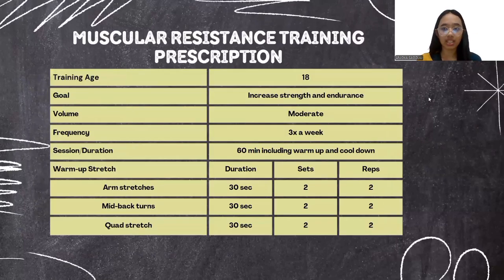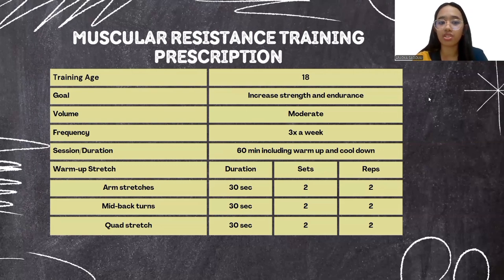Now, let's proceed to my muscular resistance training prescription. My training age currently is 18. My goal is to increase strength and endurance, and the volume of my exercise will be at moderate intensity. For frequency, I will be doing this 3 times a week as well, and the session duration will be 60 minutes per day, including warm-up and cool-down.